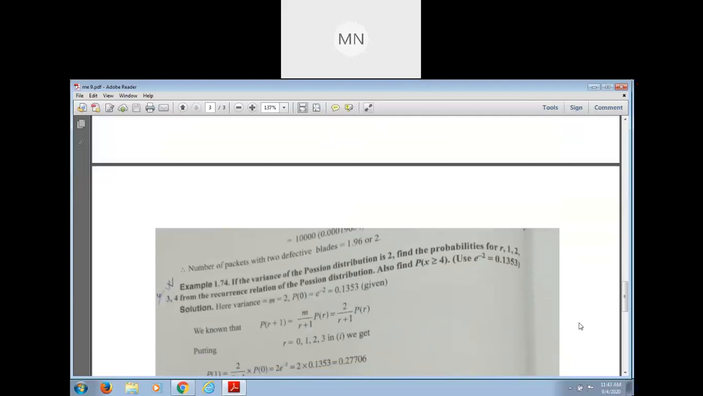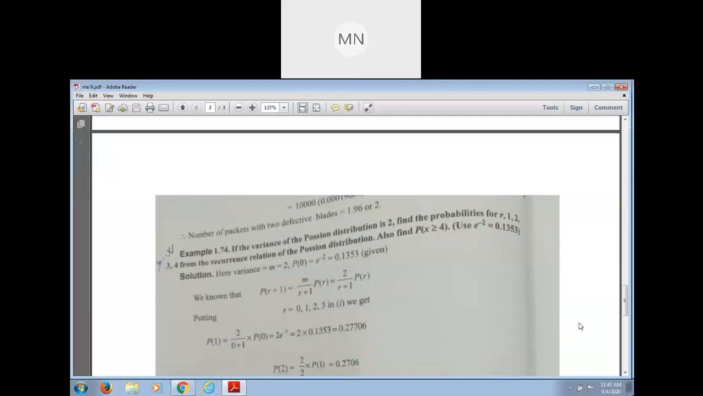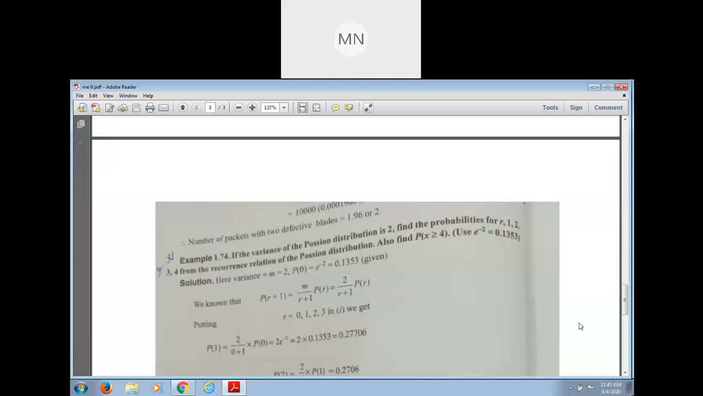Let's see the next problem. If the variance of the Poisson distribution is 2, find the probabilities for r equals 1 to 4 from the recurrence relation of the Poisson. Also find the value of x greater than or equal to 4.